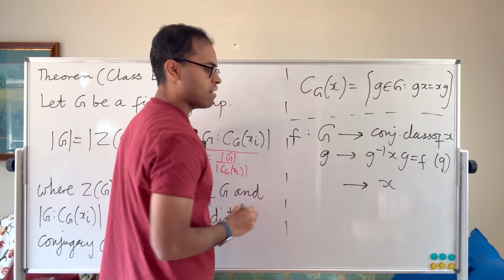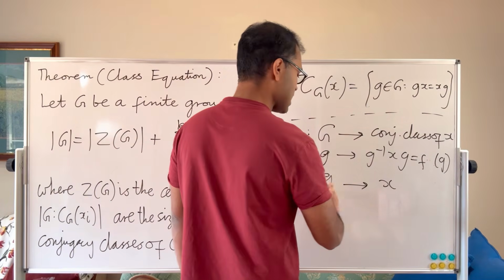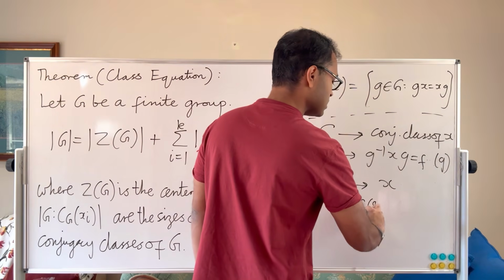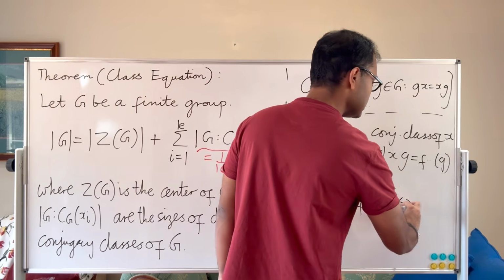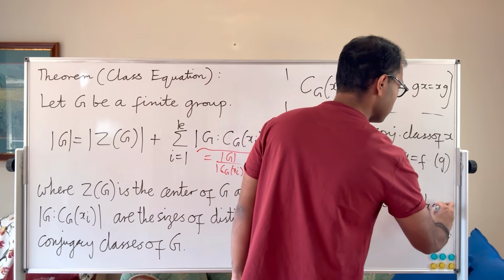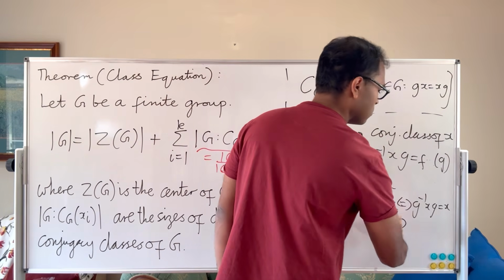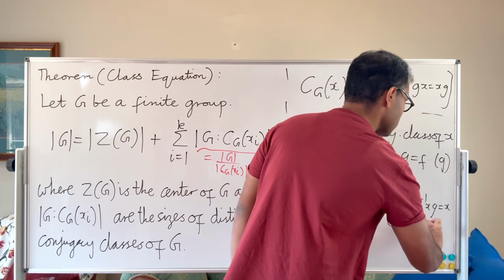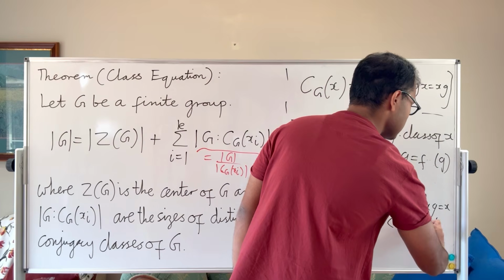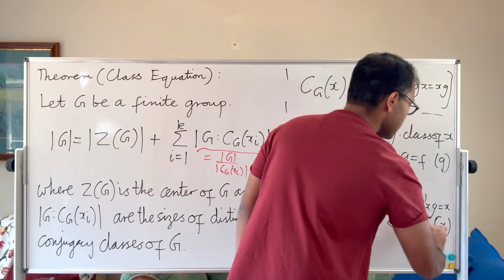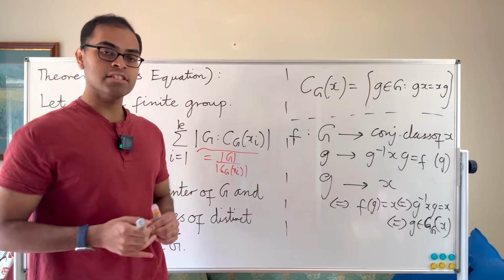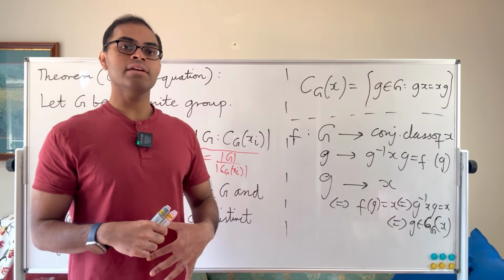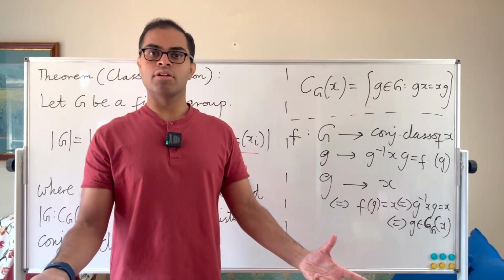So this is just a map f. Saying that g maps to x is the same as saying that f of g is equal to x. Or in other words, g inverse xg is equal to x, which is the same as saying that gx is xg. Or in other words, g is in the centralizer of x, so g is in C_G of x. Now, that means the centralizer of x are all the elements of G that map to x. Now, what about all the elements of G that map to other elements of the conjugacy class of x?